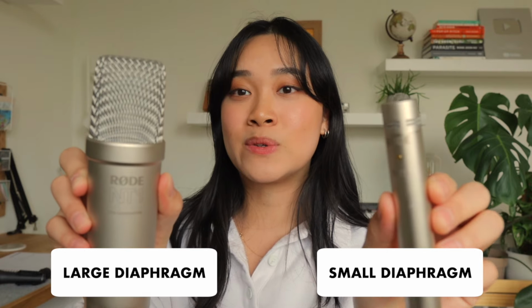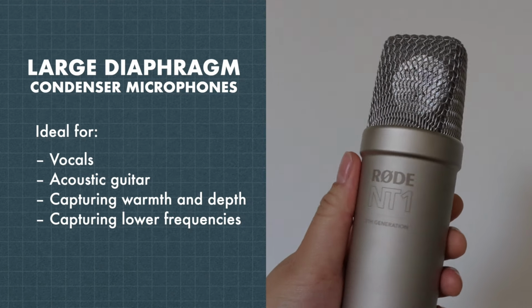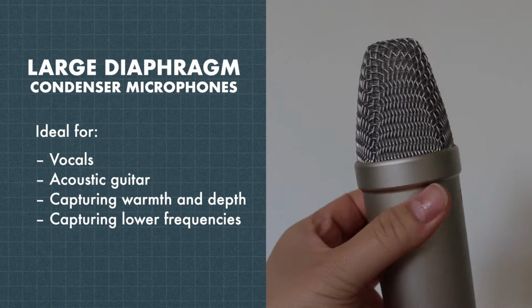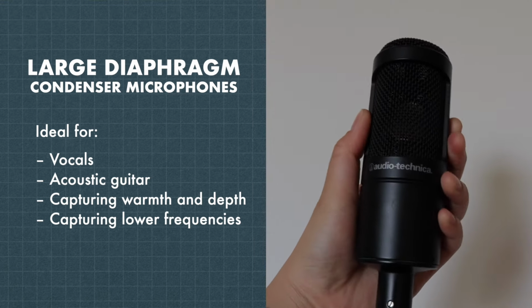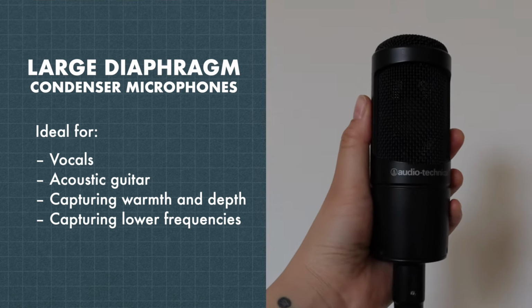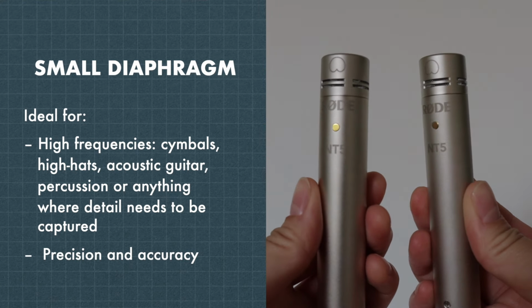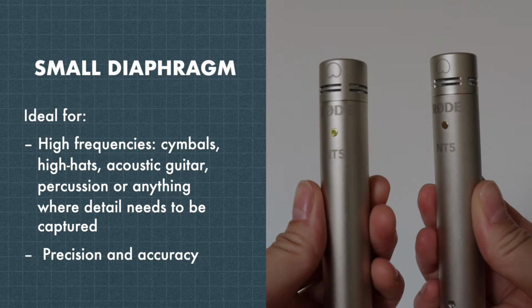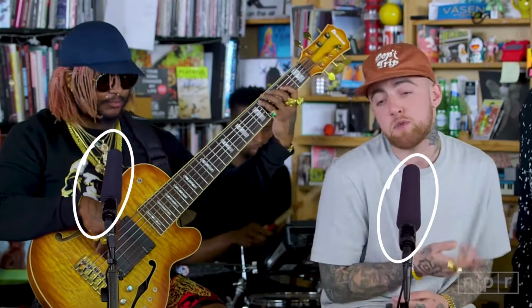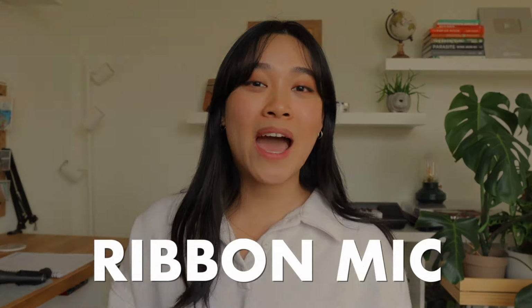And here I have both large diaphragm and small diaphragm condenser microphones. Large diaphragm condenser microphones are ideal for recording vocals, acoustic guitars, and other instruments that require warmth and depth. They're also great for recording low frequency sounds like bass. The bigger the diaphragm, the more it can sense air vibrations. Small diaphragm condenser microphones are ideal for recording high frequency sounds like cymbals, acoustic guitars, and other instruments that require precision and accuracy. They're also great for capturing the sound of an instrument in a live setting where directional sensitivity is very important. So if you're a singer or you play acoustic instruments at home or in the studio and you want to capture those crisp, delicate, warm vocals and sounds straight into your DAW, then the condenser microphone might be your best bet.